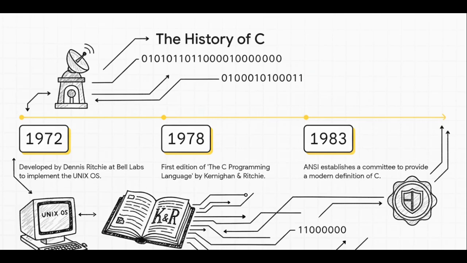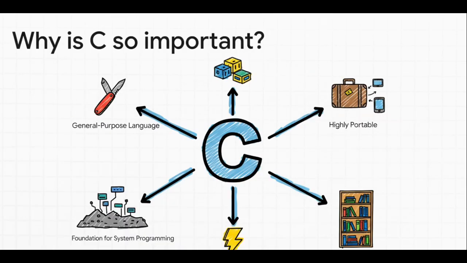And by 1983, C was so important, so fundamental, that ANSI, the American National Standards Institute, had to step in and create an official standard for it. That's when you know something's a big deal. So, what's the secret sauce? Why did C take over the world? Well, it boils down to these key things.